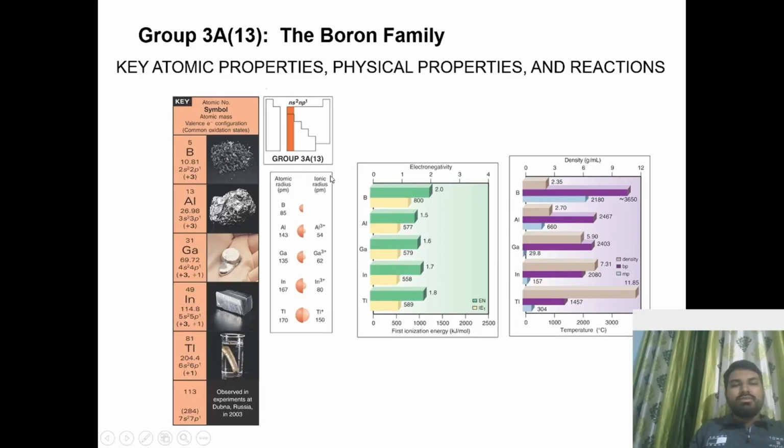Now this is the boron family, the group 13 elements: boron, aluminum, gallium, indium, thallium.